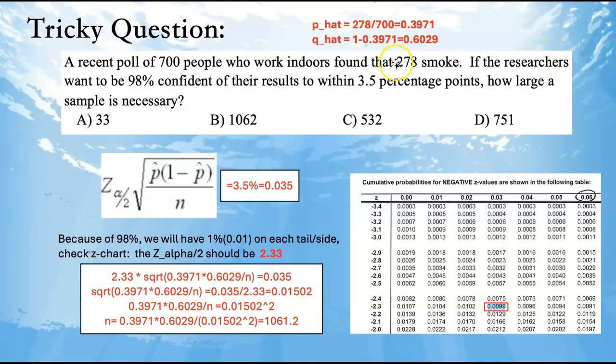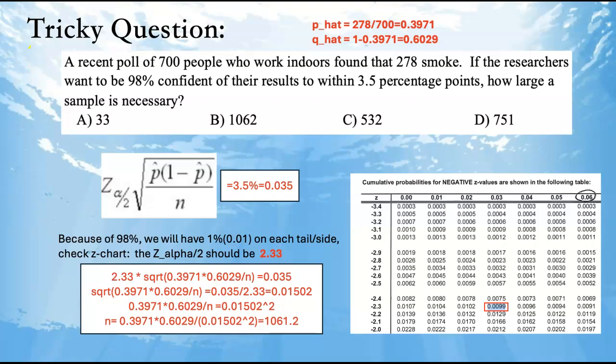Continue: if the researchers want to be 98% confident of their results to within 3.5 percentage points. That is a very confusing question. We have to be very careful here.